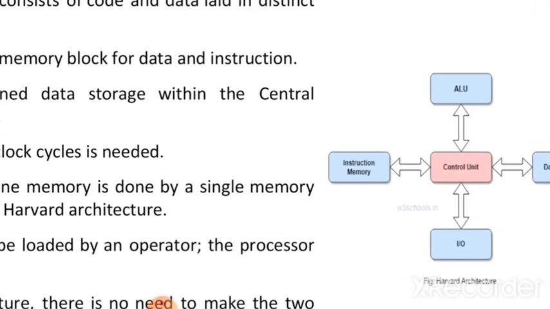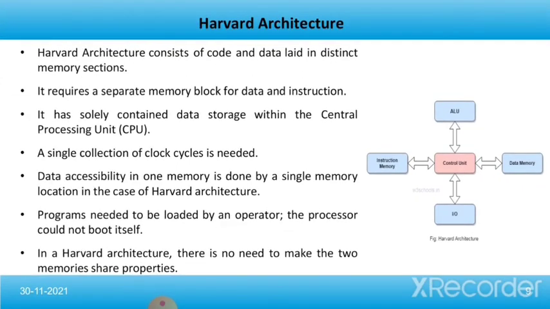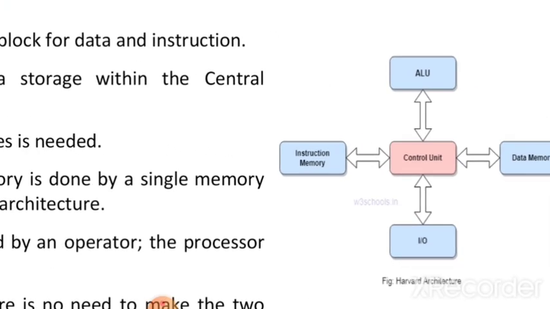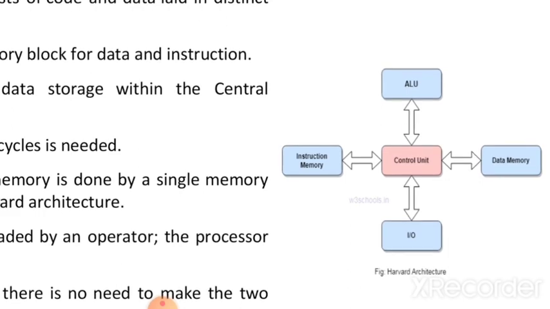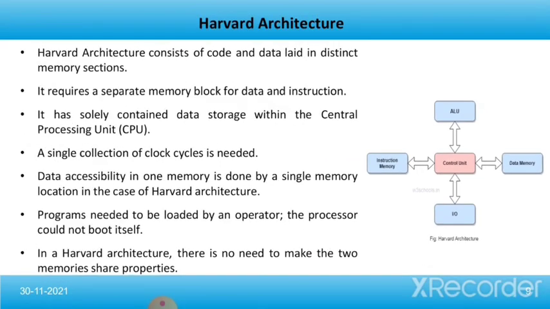So this is the Harvard architecture. If you look at this diagram, the Harvard architecture consists of code and data which are located in distinct, different memory locations. So it requires a separate memory block for data and instruction. You can see that two different blocks are given: instruction memory is different and data memory is different. For both code and data, we need two different memory locations.